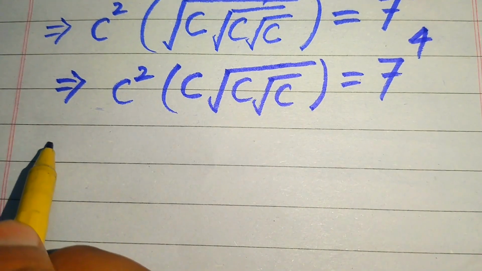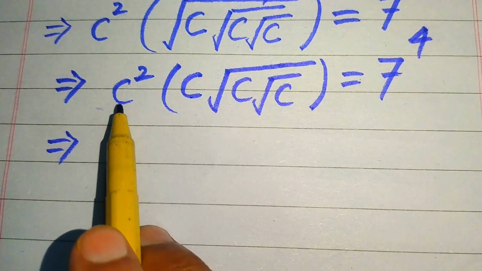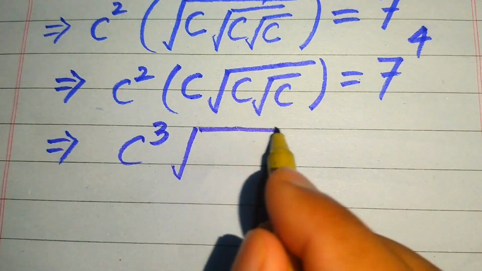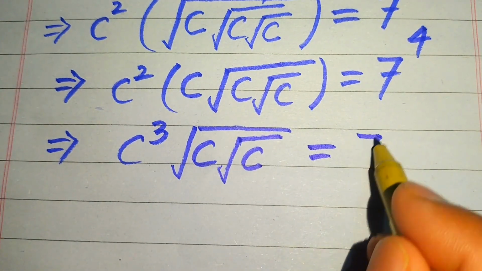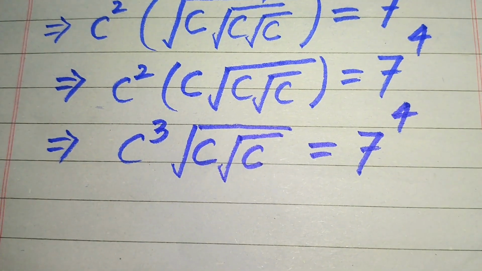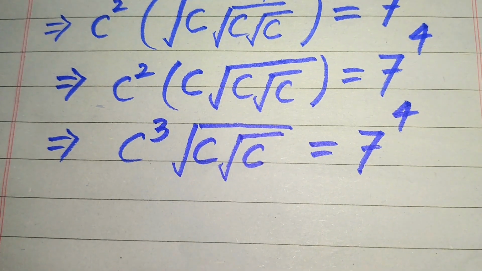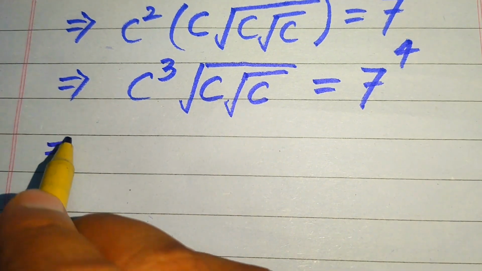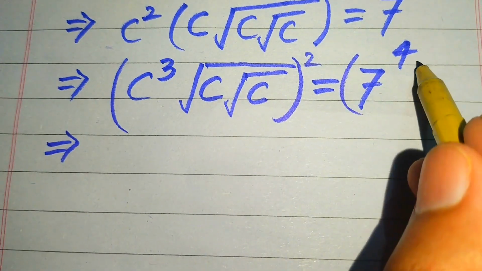And now in the next step we need a little bit more simplification, and here we multiply c squared with c. You know that c squared times c is equal to c cubed into the square root of c into the square root of c, and this is equal to 7 to the power of 4. So after a little bit of simplification, we removed two square root signs, and here we have two remaining square root signs, so we need to remove both of these two square root signs. So for this we again take squaring on both of the sides.